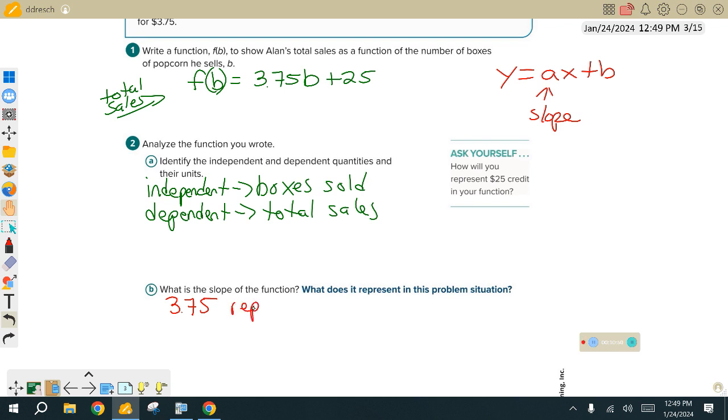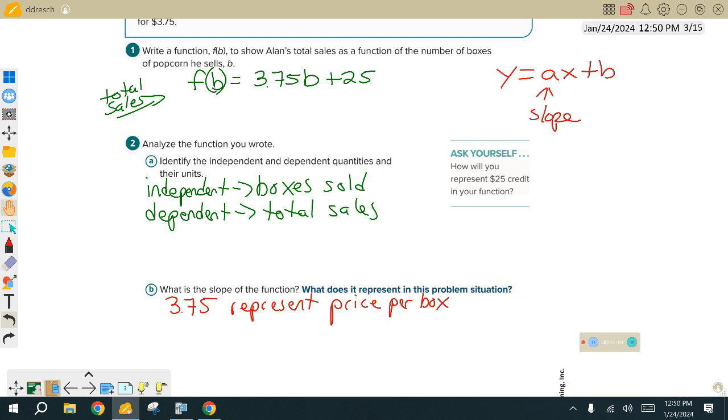And in this instance, 3.75 represents the price per box, right? So yeah, you're on the right track there, Andrews. With the boxes, we're looking at the price per box sold. Okay. And what's the last question there? It says what number represents the y-intercept, right?